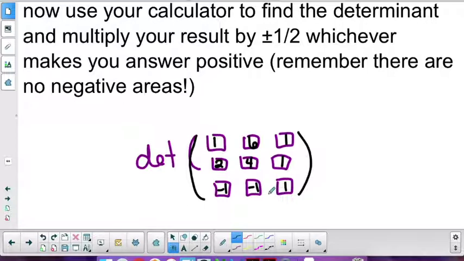Okay, so I've got my calculator. That way we can do the problem together and make sure we get the right answer. So let me type mine in. 1, 6, 1, 2, 4, 1, -1, -1, 1. Okay. I'm going to find the determinant.